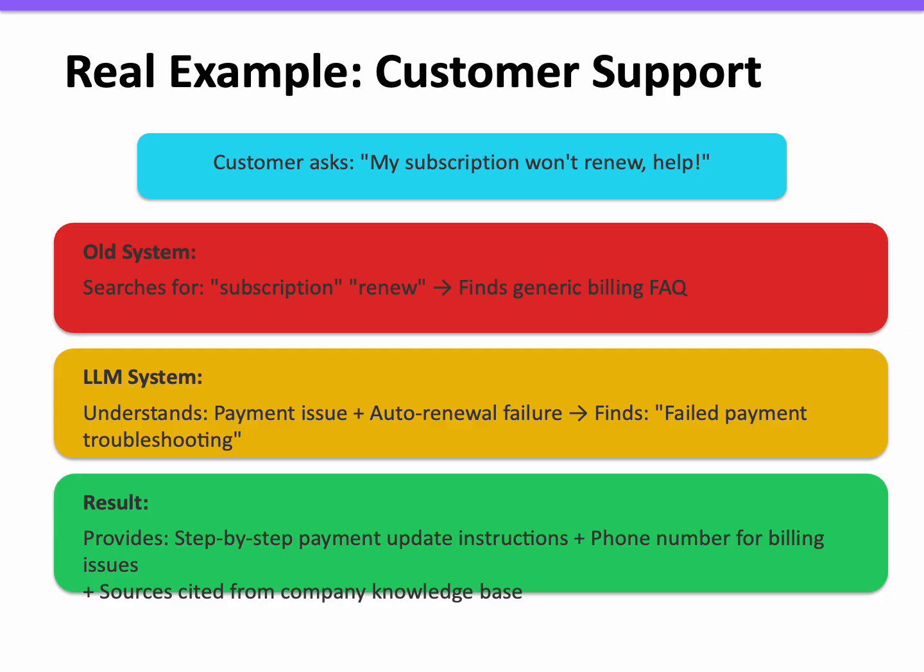It would struggle to even find what the user is essentially looking for. The new system defines the query into clear categories, so it is able to retrieve the information. From there it finds failed payment troubleshooting, and then provides step-by-step payment update instructions, plus the phone number for billing issues and sources cited. That's kind of like the secret sauce nowadays. That is the trend, and that is what's working. That is the new wave.